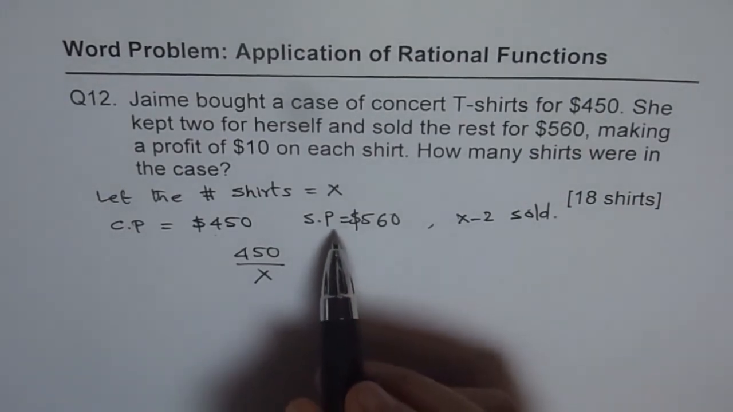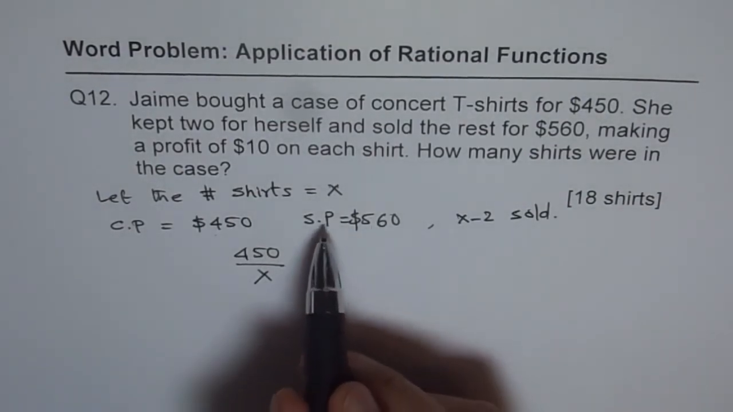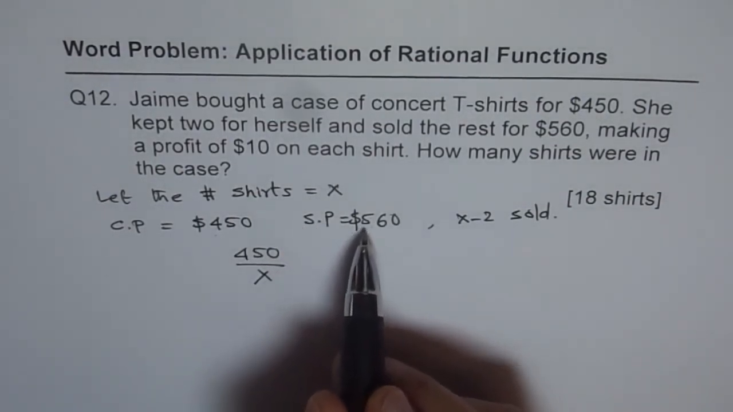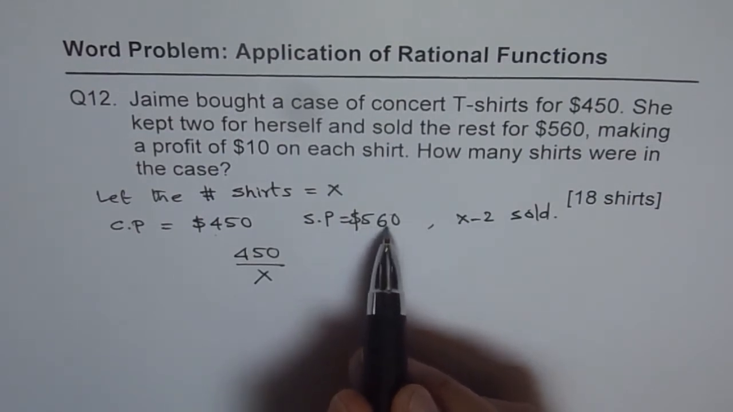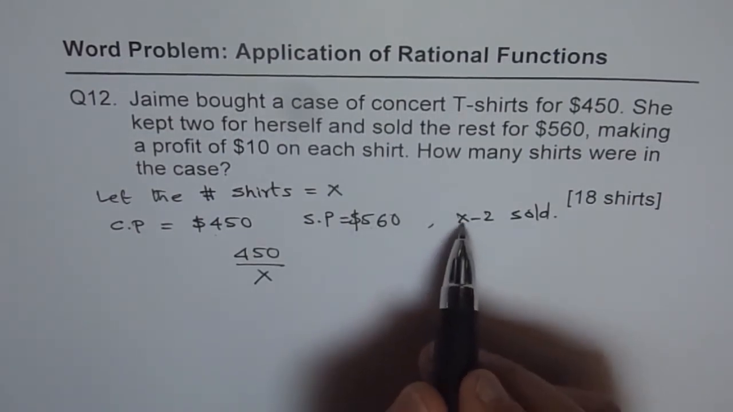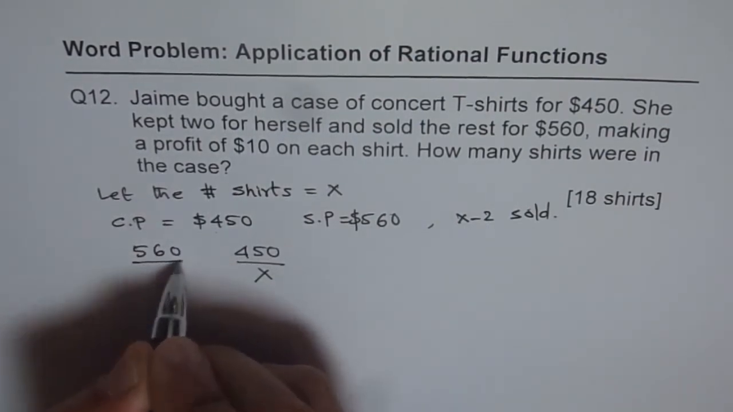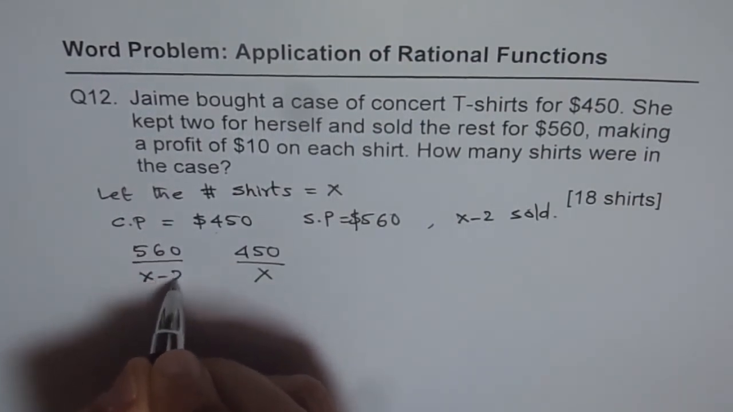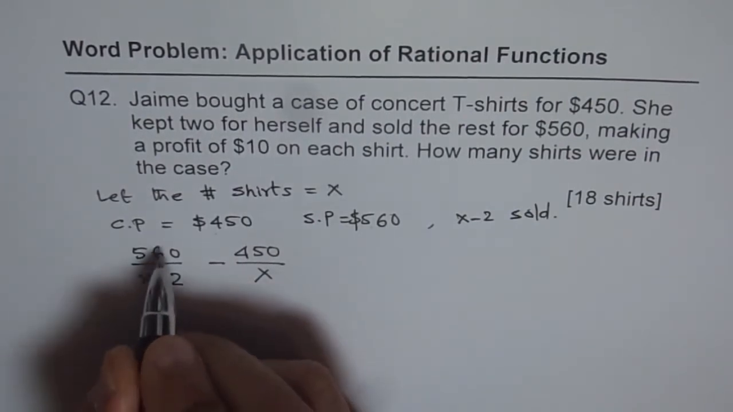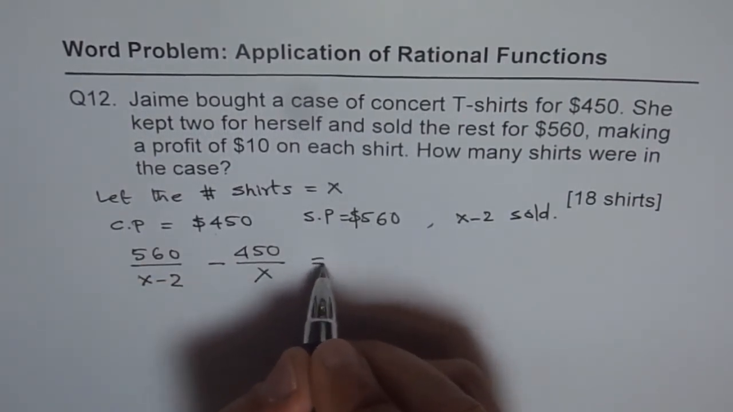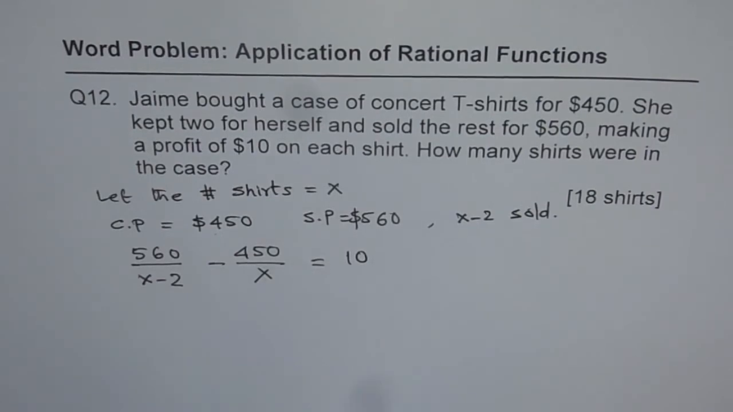Now what is the selling price of each shirt? You are selling, the total revenue is $560, and the number of shirts sold is X minus 2. So it is $560 divided by X minus 2. And their difference, that is this minus this, equals $10. Then only you make a profit.